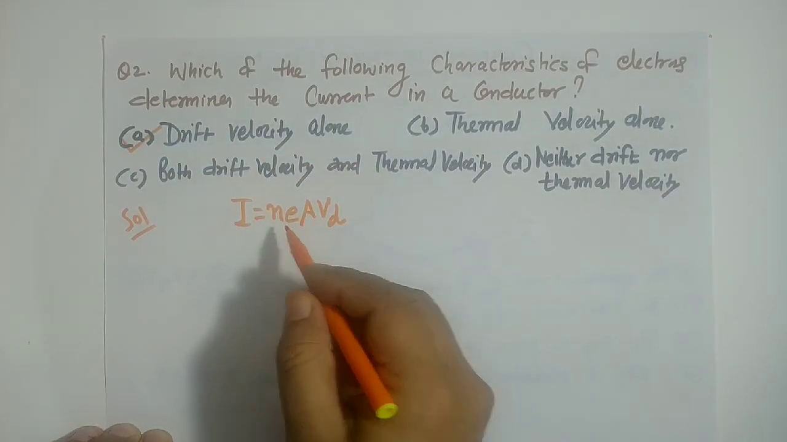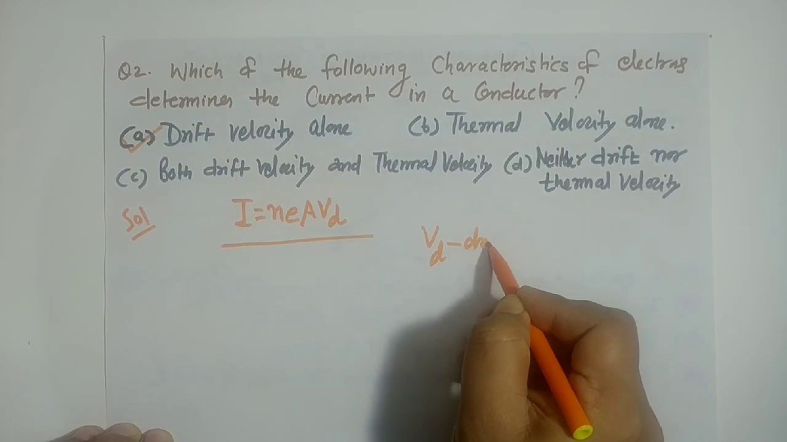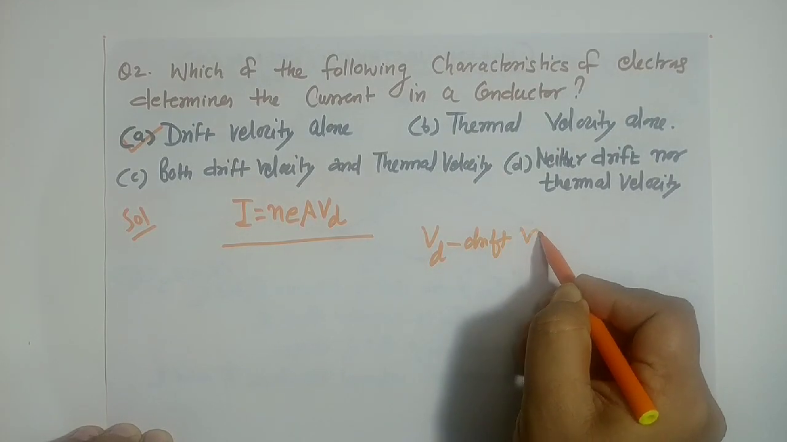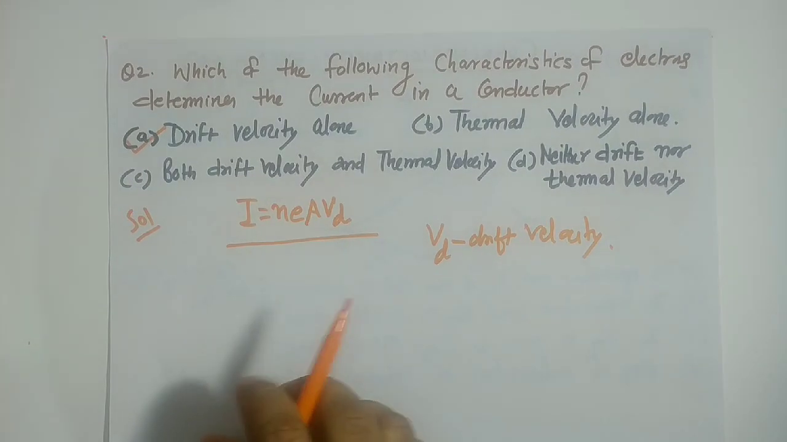Very simple, because here we need vd, we need drift velocity. So this will be the answer for question number 2. Very simple. Got it? Now come to question number 3.